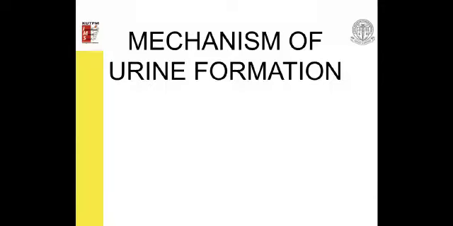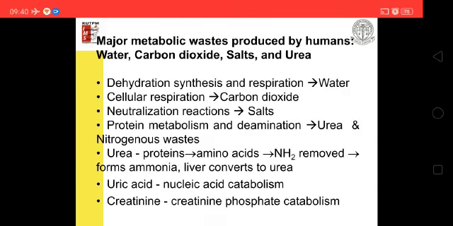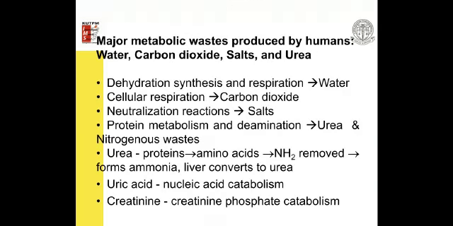So, good morning, everybody. We had discussed a general view about the introduction and mechanism of urine formation in the last class. Today, we'll have a detailed discussion regarding this. So, the mechanism of urine formation includes GFR, tubular secretion, and tubular reabsorption. What is that which has to be excreted?